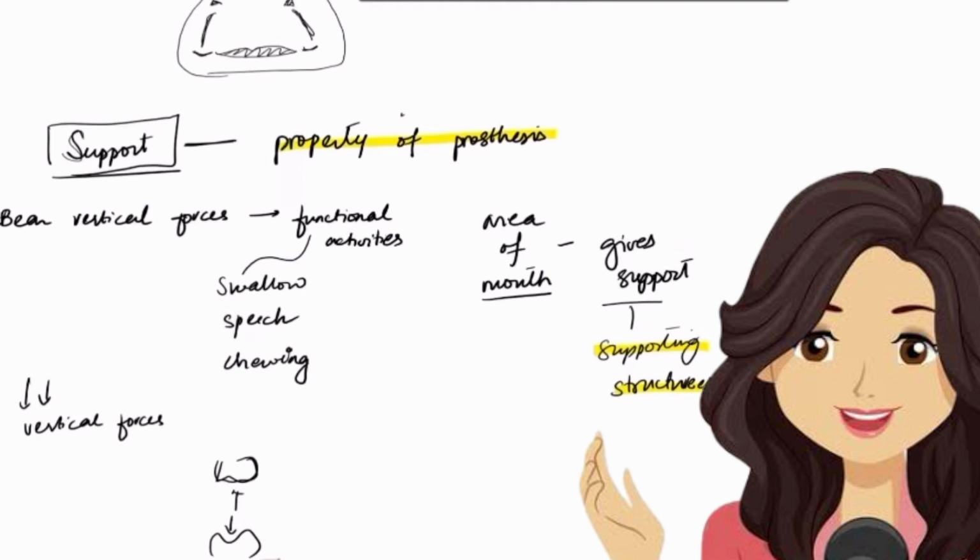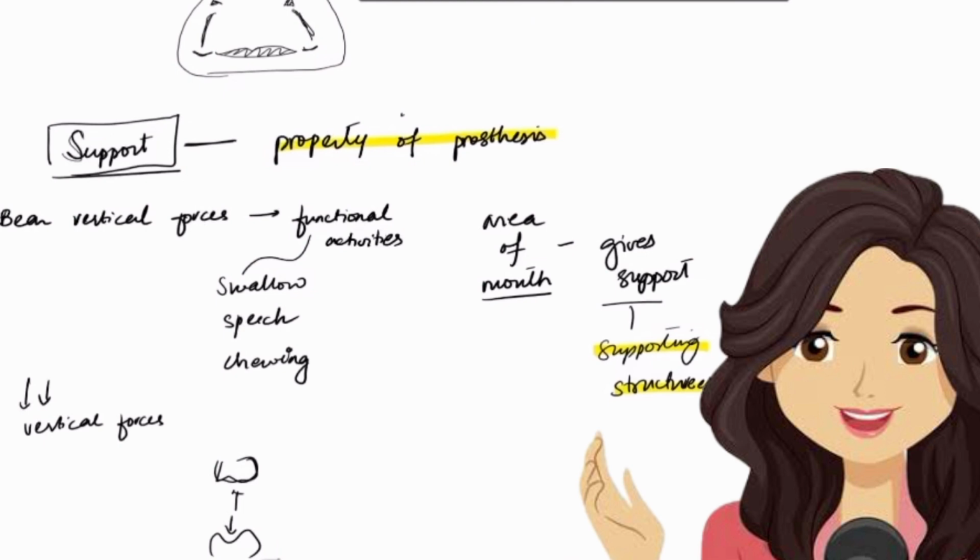Now, how do we give support to a prosthesis? There are various steps of complete denture fabrication that will help you derive support, whether it is your impression, when you extend your impression to the limiting structures as far as possible within physiological limits, or when you select the correct occlusal scheme, or the correct plane of occlusion. You're incorporating stability and support in a prosthesis.